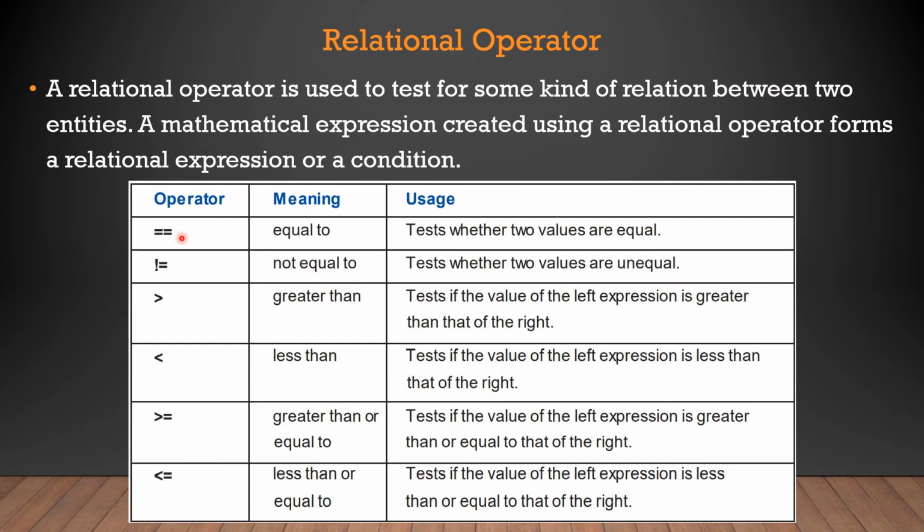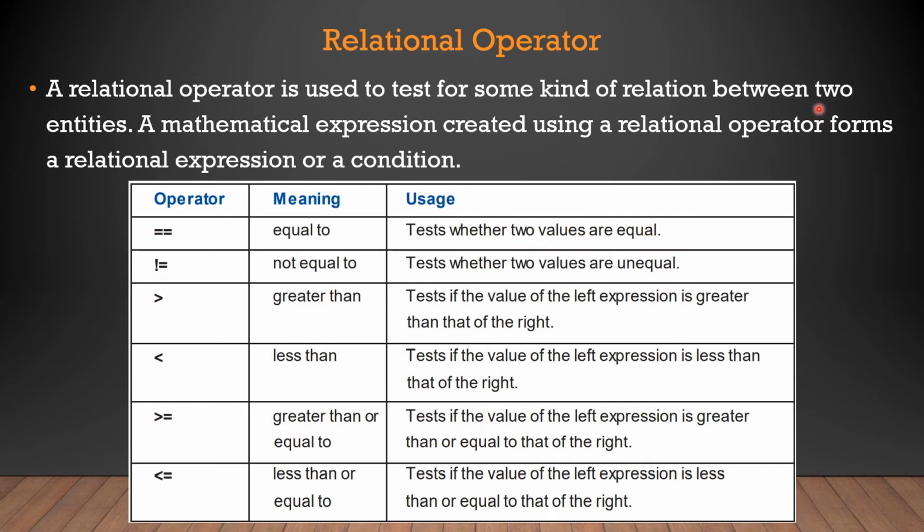Let us talk with the help of the operators. First operator is equal to. Here we use double equal to sign. Why do we use it? To test whether two values are equal. First of all, keep in mind that whenever we use a relational operator, it will either return true or false as the result. So it will first test the condition and after the test it will evaluate and return the result either true or false. So this equal to operator is used to test whether two values are equal.